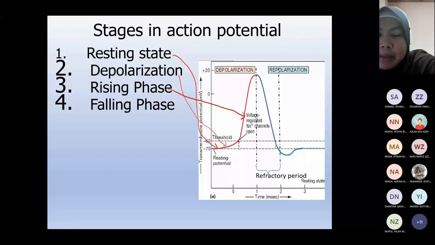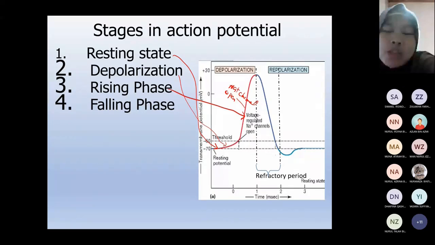All right, so what happens during the rising phase? You can see many more voltage gated sodium ion channels are open. Thus, you have more influx of sodium ion, which makes the membrane potential become positive. All right, okay. Next we have the falling phase. This is what we call the falling phase, also known as repolarization.